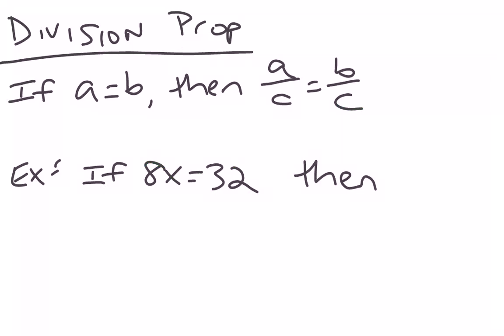Division property, you're going to divide by the same thing on both sides. So if 8x equals 32, then we can divide by 8 on both sides. And that gives x equals 4.